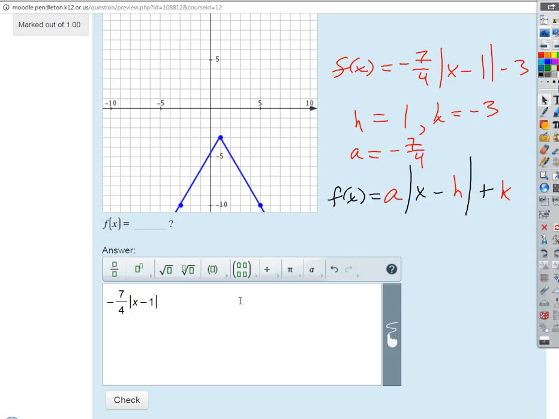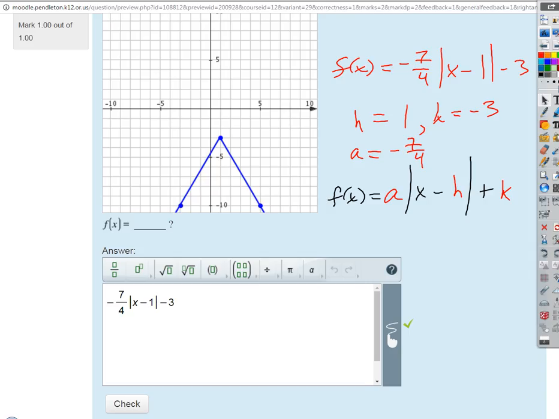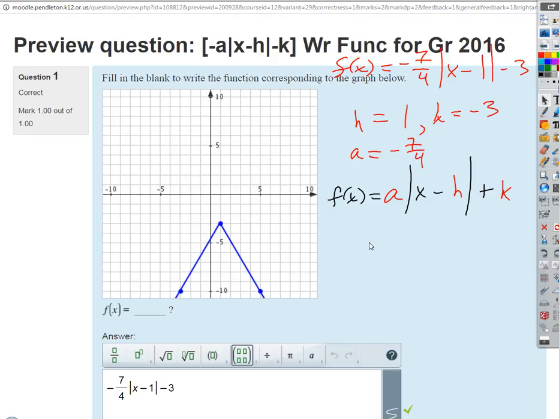Now how do I get out of the absolute value bars? Right arrow scoots me over, and then I'm just going to do minus 3. Make sense? Okay, check. We're good. Okay. What was that? Awesome. All right, how about that?